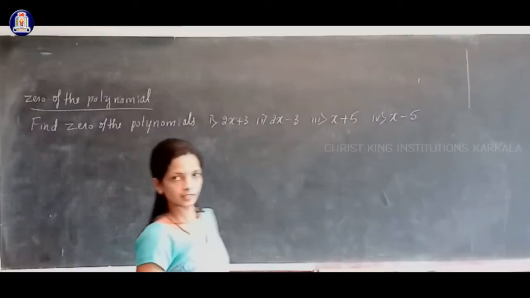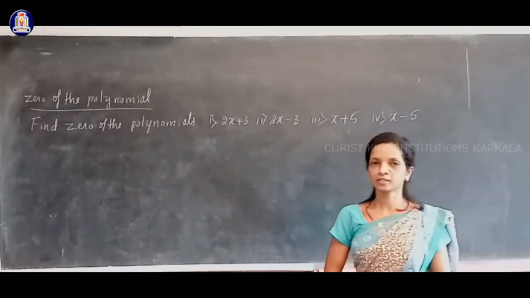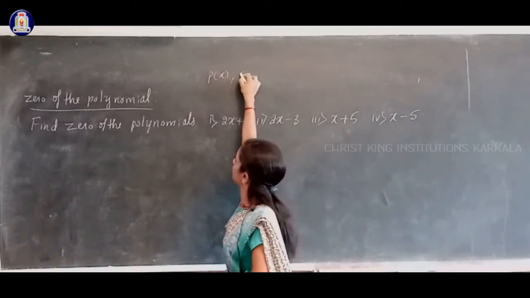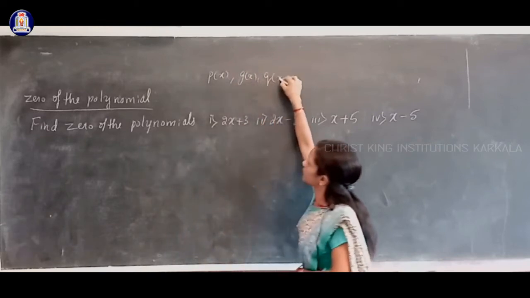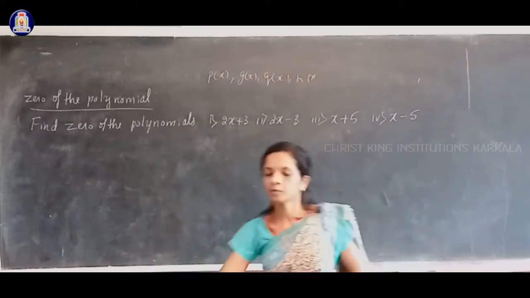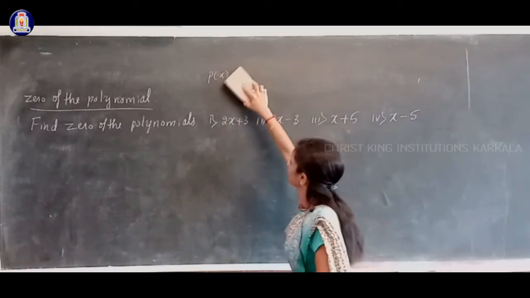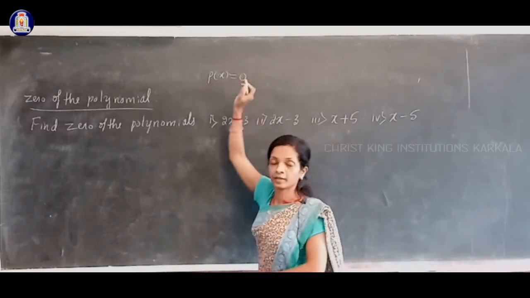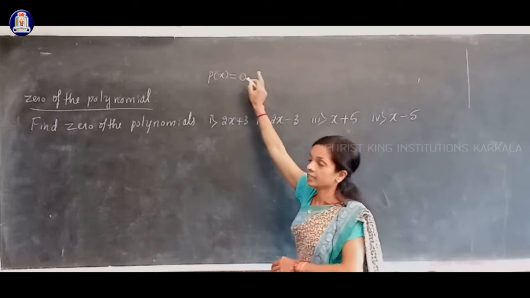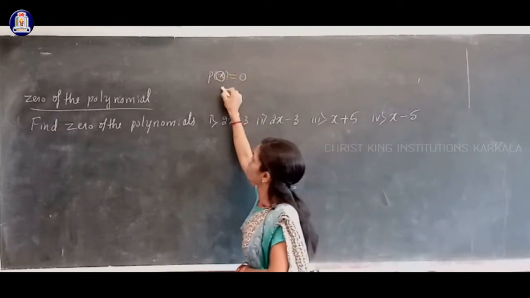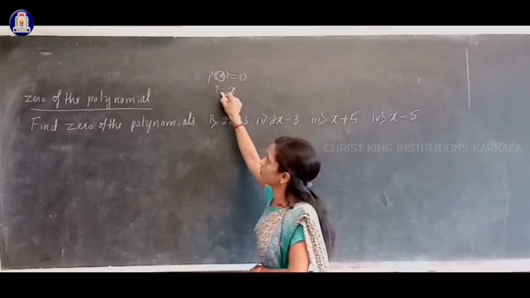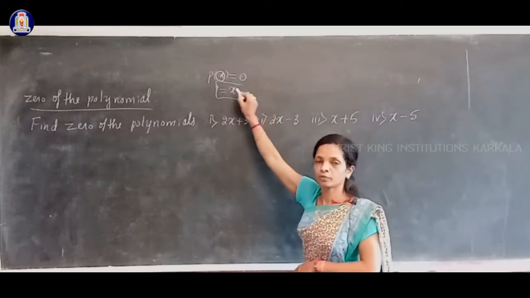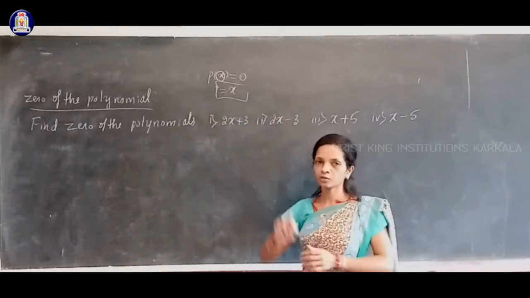Okay, thank you. Next, the 0 of the polynomial. What does 0 of the polynomial mean? You know that we denote polynomials by symbols like p of x, g of x, q of x, h of x. So suppose I take a polynomial p of x, then how do we find the 0 of the polynomial? First of all, what do we mean by the 0 of the polynomial? P of x, that polynomial is equal to 0 for which value of x, that value of x is called the 0 of the polynomial.